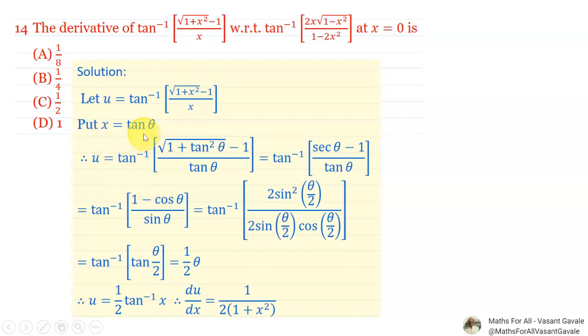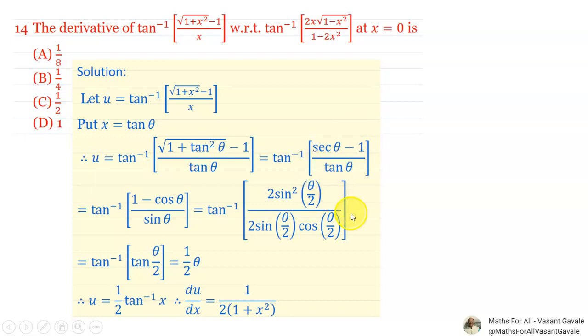Put x is equal to tan theta, then you will get here u is equal to tan inverse of root of 1 plus tan square theta minus 1 upon tan theta. 1 plus tan square theta means sec square theta, and its root is sec theta, so sec theta minus 1 upon tan theta. Again simplification: sec theta means 1 upon cos theta, minus 1, then overall you will get here 1 minus cos theta upon cos theta, and tan theta means sin theta upon cos theta.